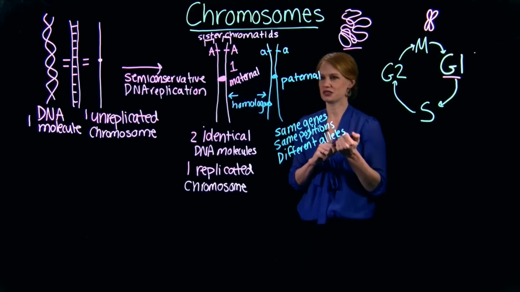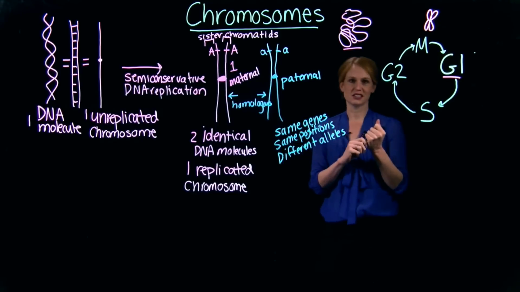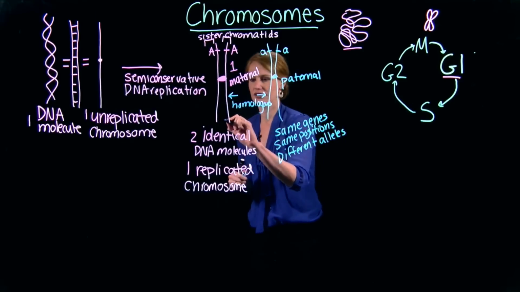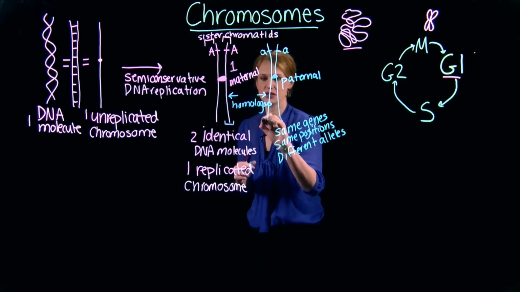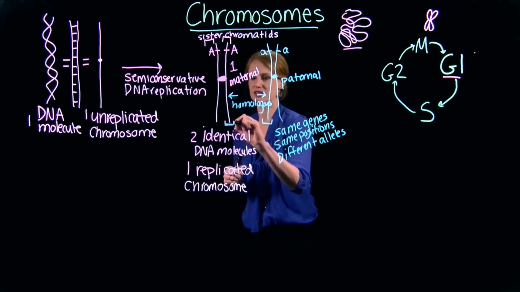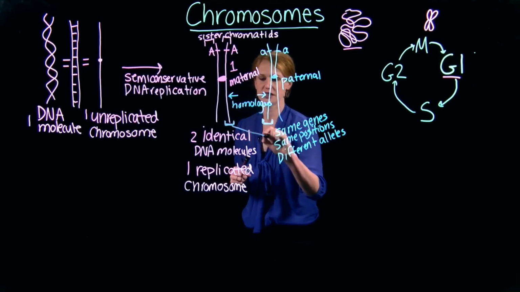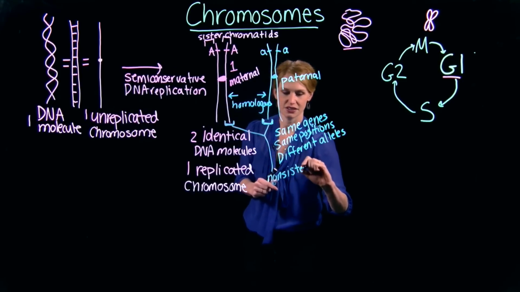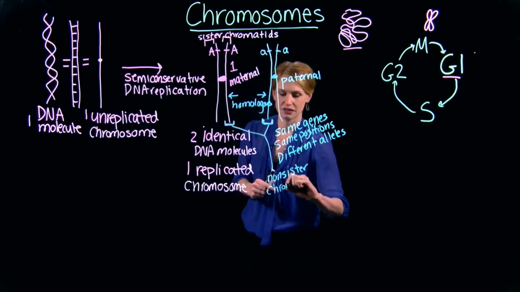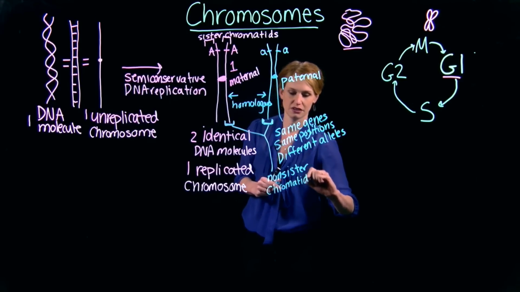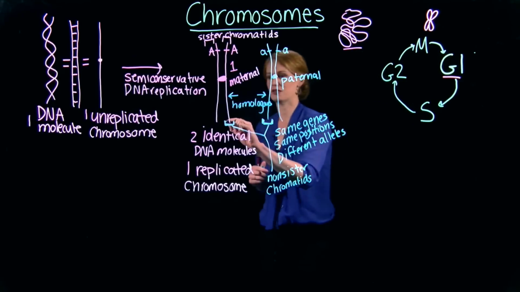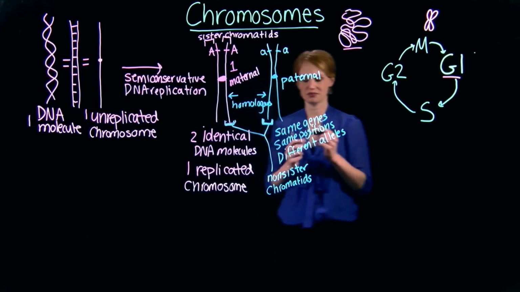So one other term I'd like to introduce right now is non-sister chromatids. So non-sister chromatids are chromatids from a homologous pair. So the relationship between this DNA molecule here and this DNA molecule here. These are called non-sister chromatids. From the same homologous pair, but not sisters.